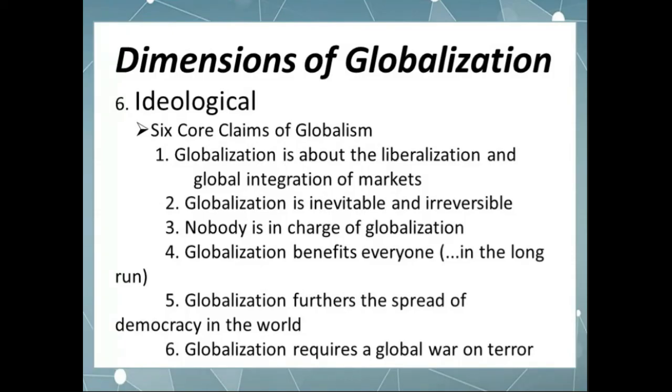Lastly, we have globalization requires a global war on terror. When we say war on terrorism, it is used to describe the American-led global counter-terrorism campaign launched in response to the terrorist attacks of September 11, 2001. In its scope, expenditure, and impact on international relations, the war on terrorism was comparable to the Cold War. It was intended to represent a new phase in global political relations and has important consequences for security, human rights, international law, cooperation, and governance. The war on terrorism was a multidimensional campaign of almost limitless scope.